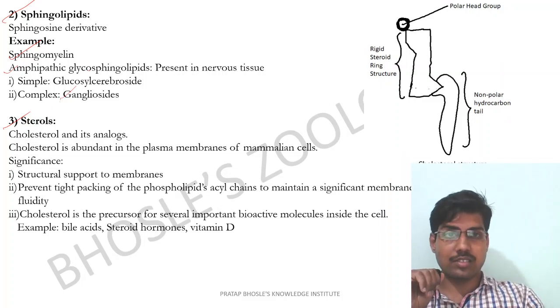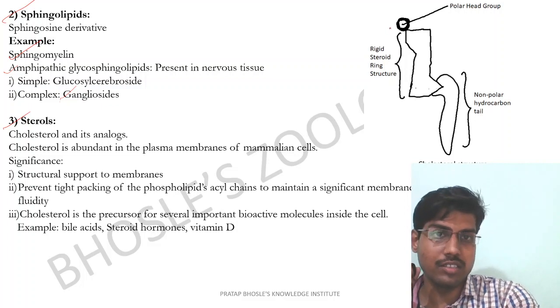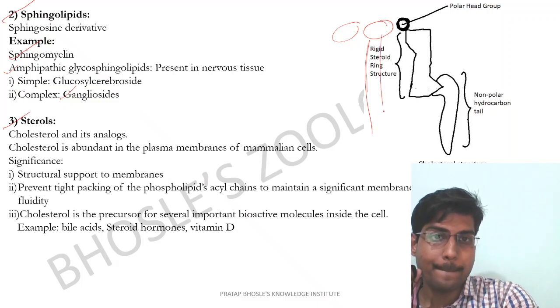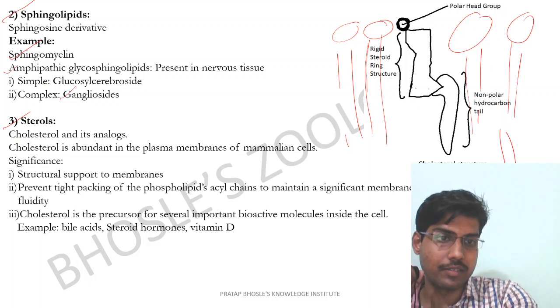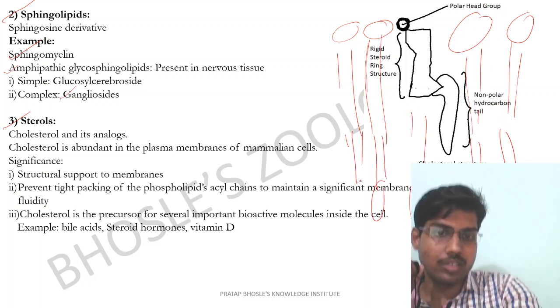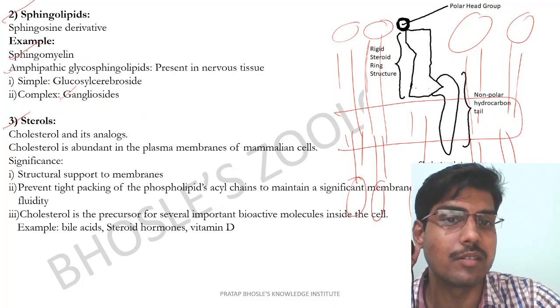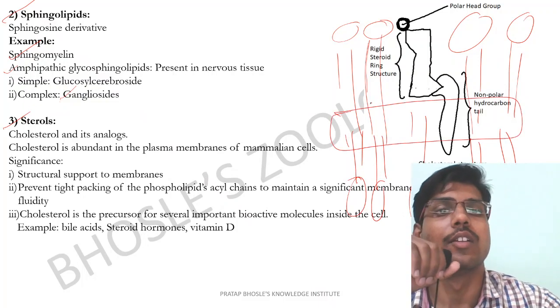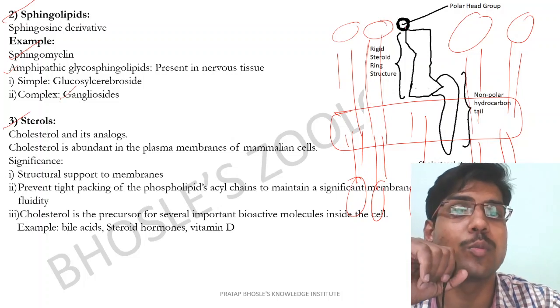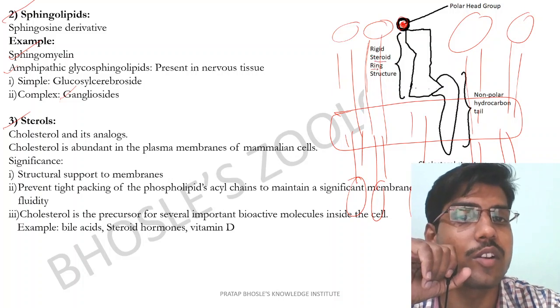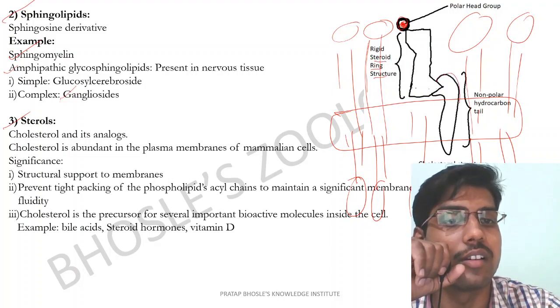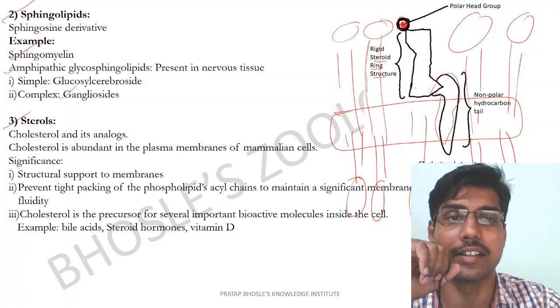The sterols, the main example is cholesterol. And what is the structure like? Let's explain. So this is the lipid bilayer membrane, and this is the main hydrophobic core. The cholesterol has one polar head group, along with it one rigid steroid ring is attached, and it has a non-polar hydrocarbon tail attached to it.